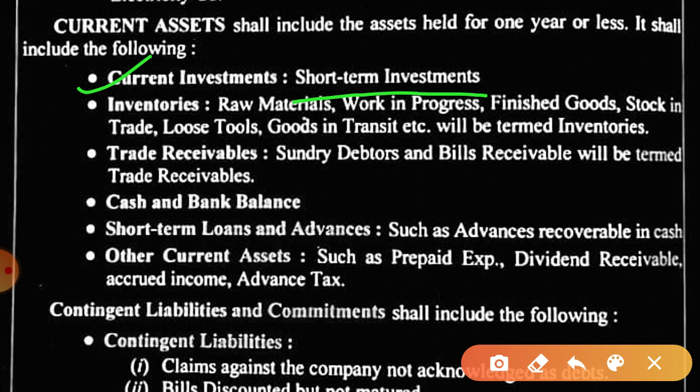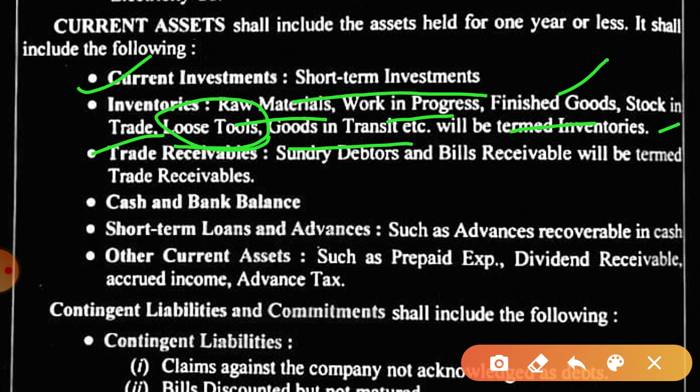Is this clear? Which is held for resale purpose by the company. Then inventories. Inventories, what are the things? Raw material, work in progress, finished goods, stock in trade. That means the goods which is in trade. Is this clear? Then loose tools. See, the word loose tools will also be covered under inventories. Goods in transit. These all are termed as inventories.